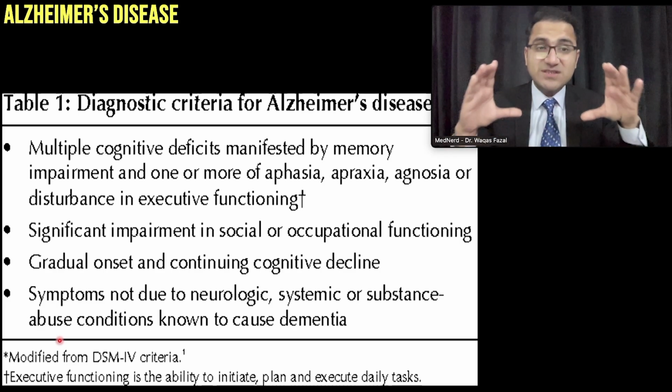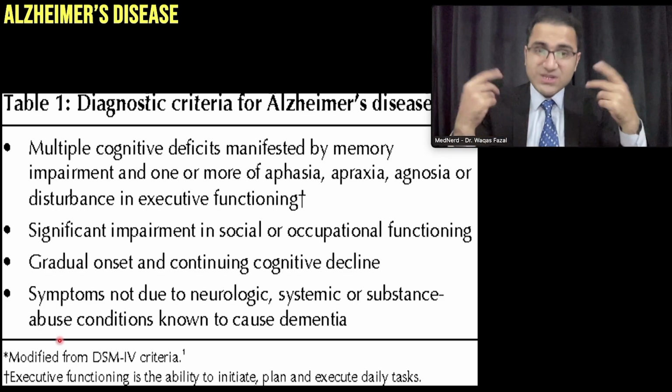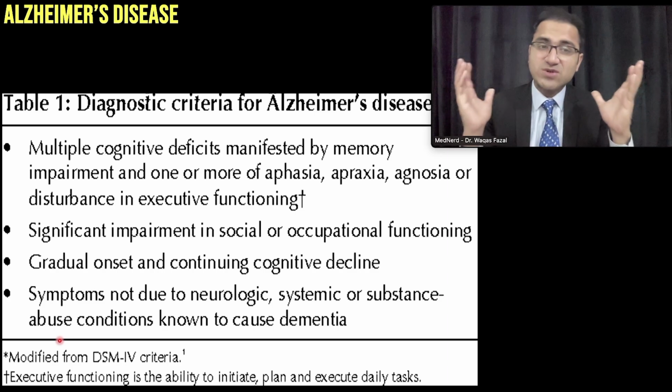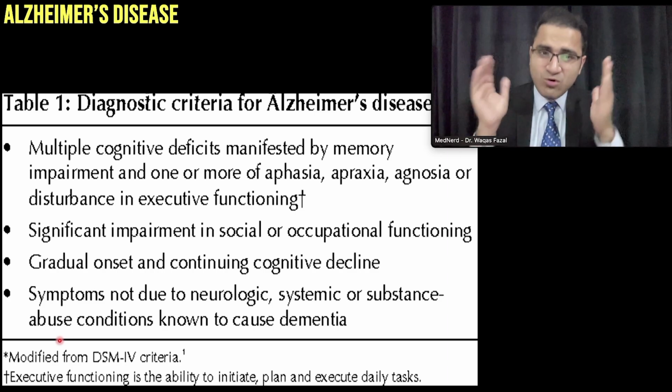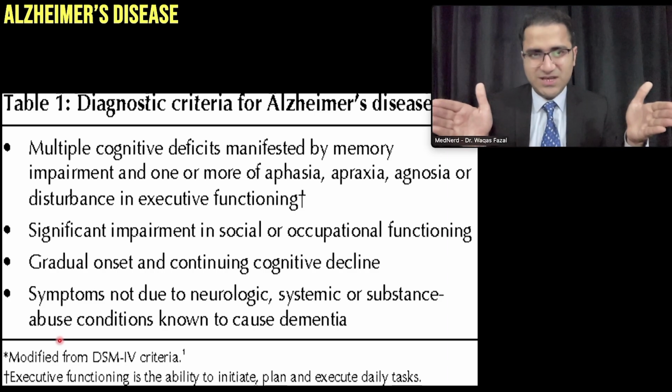Alzheimer's disease is the disease which is unknown, which is most likely genetic, where you do not know the cause of memory loss. If you know the cause of memory loss, then this is not Alzheimer's disease.